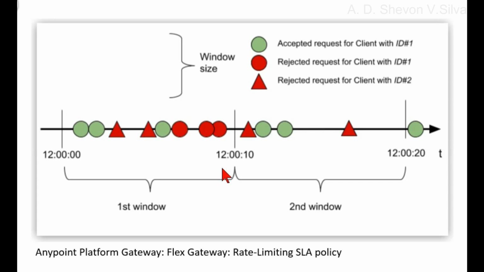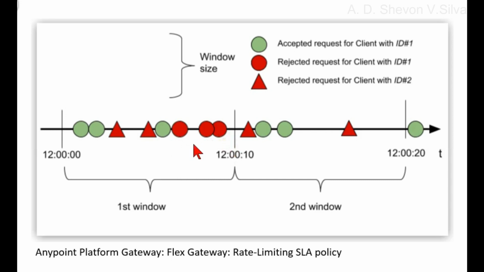To understand how the rate limiting SLA policy works, consider an example in which the SLA is configured for 3 requests every 3 seconds. For the client ID, the client with ID 1 is allowed or restricted based on the quota available in that window. In this example, for the client with ID 1 in the first window, because the quota is reached with the third request, all the subsequent requests are rejected until the window closes.